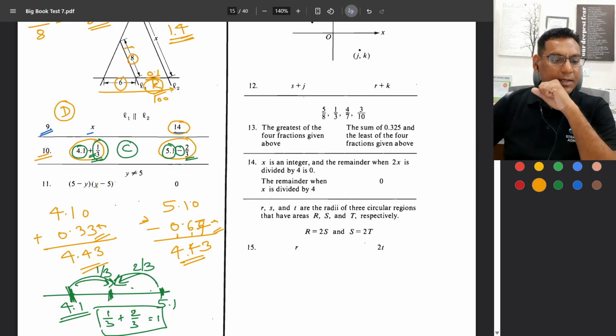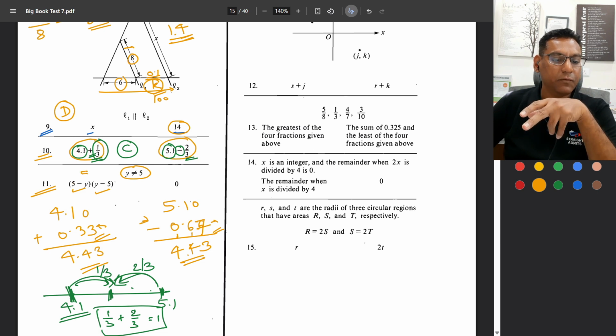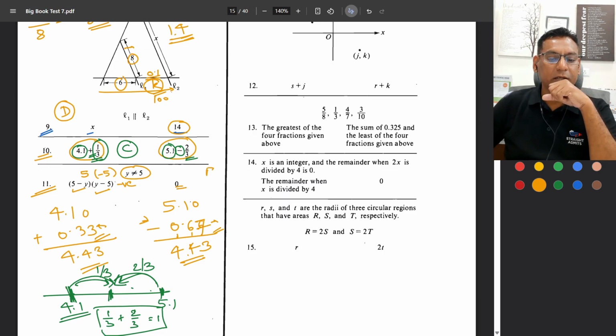Okay, let's look at 11. Question 11, y is not equal to 5. All right, I can pick any number. Let's say y is equal to 0. In that case, 5 minus 0 is 5, 0 minus 5 is minus 5. So that's going to be a negative number to be compared with 0. I get answer as B.